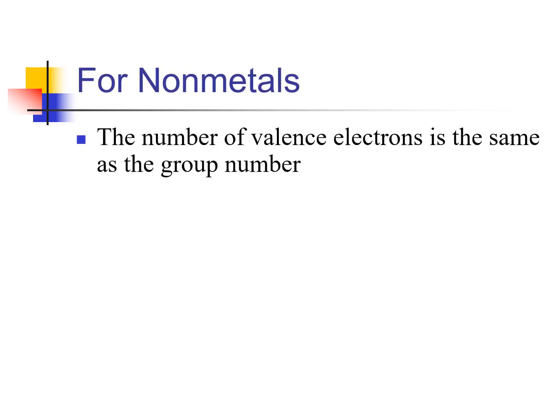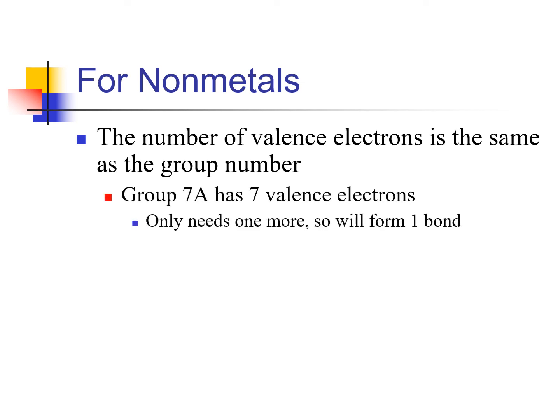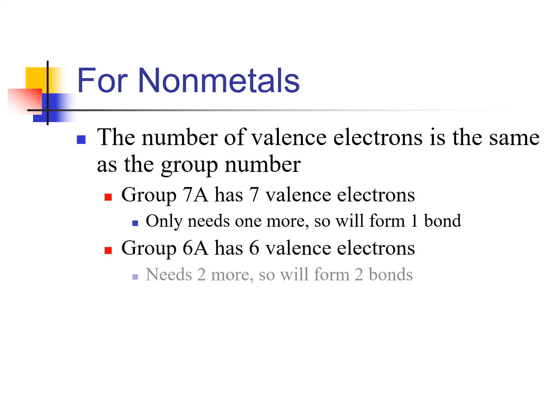For nonmetals, the number of valence electrons will be the same as the group number. So group 7A, they all have 7 valence electrons. Because they have 7, they only need 1 more, so they're going to form 1 bond. Group 6A has 6 valence electrons, so they're going to form 2 bonds. That could be a single bond or a double, so 2 single bonds or a double bond. We'll talk more about those.